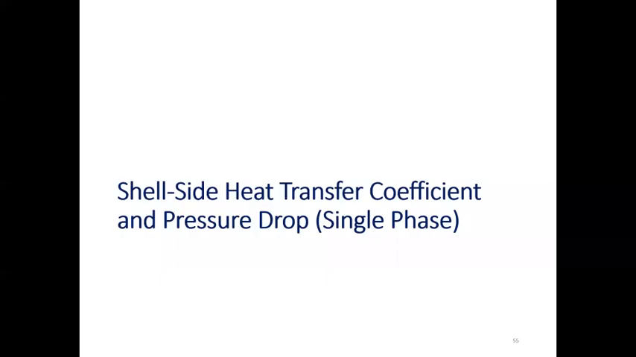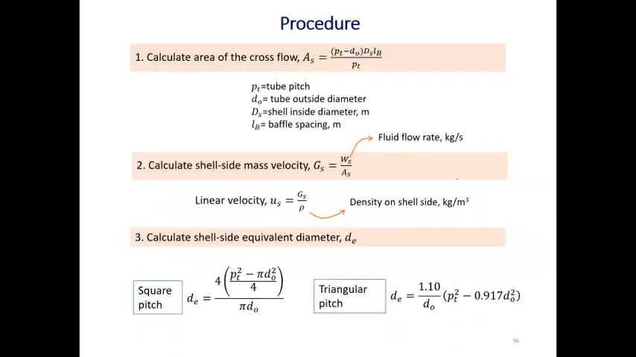Okay, next we proceed to the shell side heat transfer coefficient. So for the shell side, it can be denoted by H naught, and the pressure drop as well. Okay, these are the general procedure. We may start with the calculated area or AS.